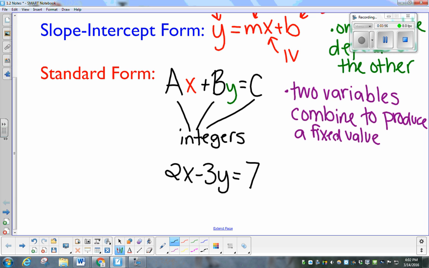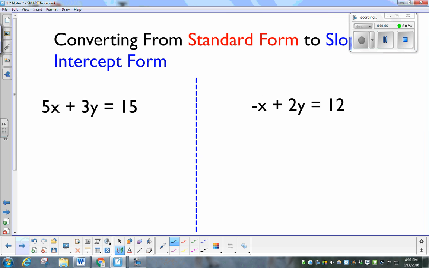Whereas in slope-intercept form, you would get the y by itself, is basically what you're doing for slope-intercept form. So go ahead, pause it here if you need more time to get these notes down. Otherwise, we're going to go and try some examples.